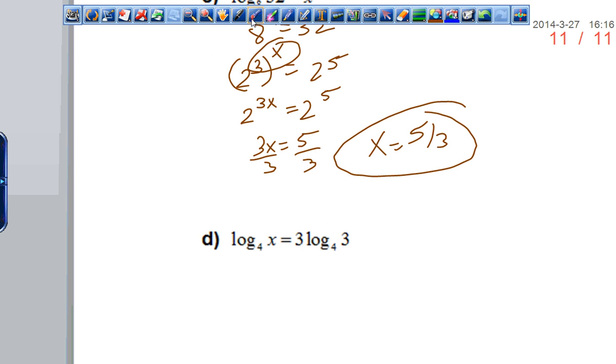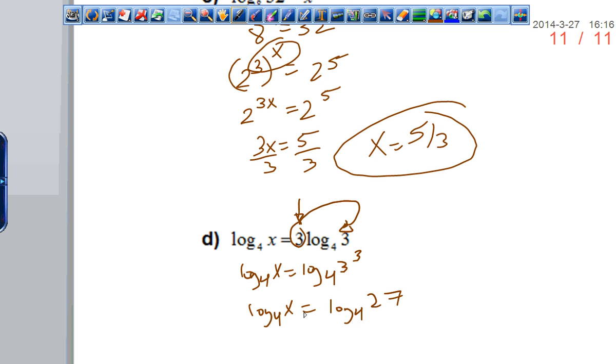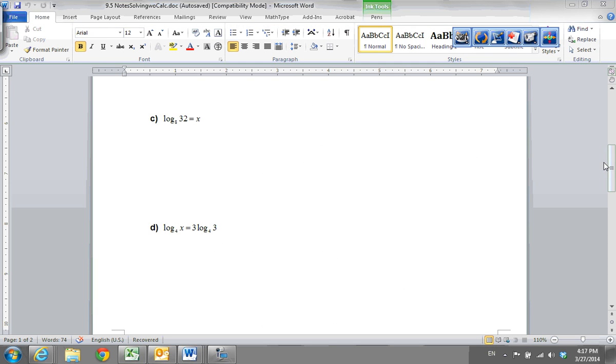Letter D, I've got to recognize that I have a 3, a coefficient in front, which means I can raise that back number to that power. So I got log base 4 of x equals log base 4 of 3 cubed. Well, if I have log base 4 of a number equals log base 4 of another number, then those numbers have to be equal because of the equal sign. So that means x is just 27. Easy stuff. Easy stuff.